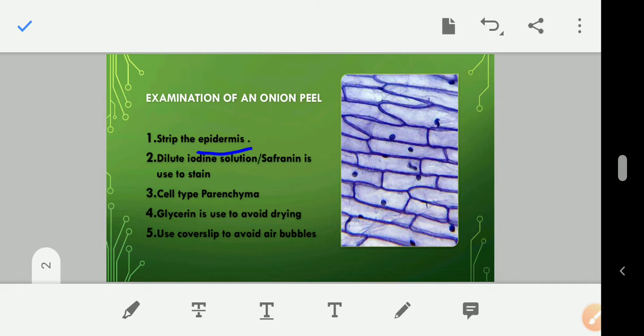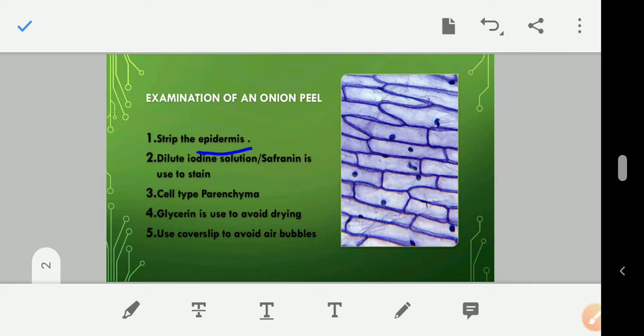While doing the examination of onion peel, first strip the epidermis from the inside of an onion scale. In onion, there are two kinds of leaves. One is scaly leaves, that is the outermost leaves, and the other is fleshy leaves, that is the edible part. So we have to take out the epidermis from the edible part.